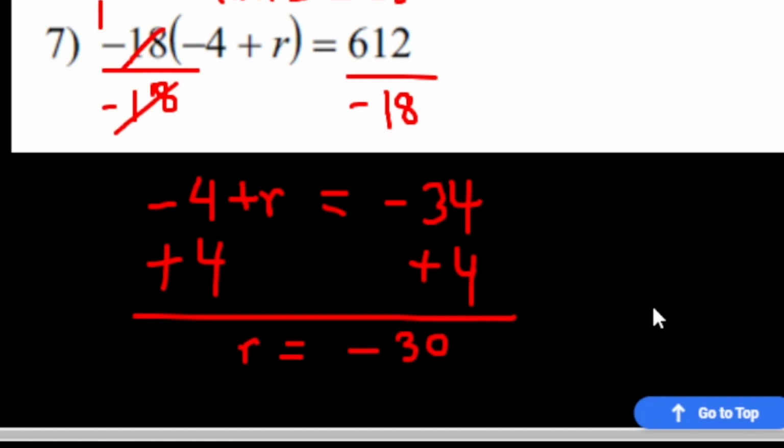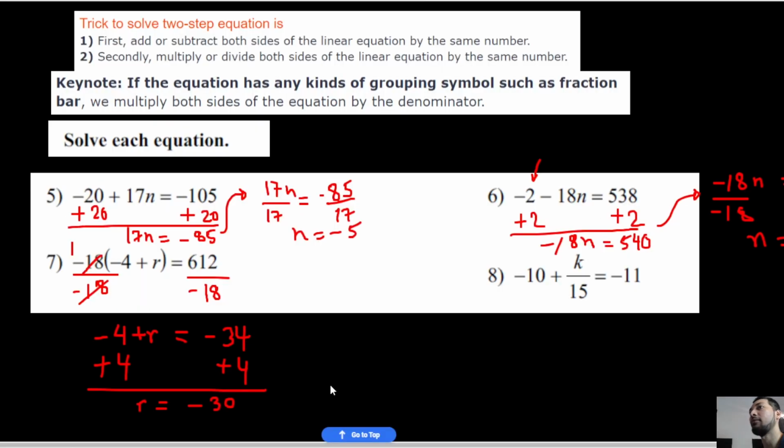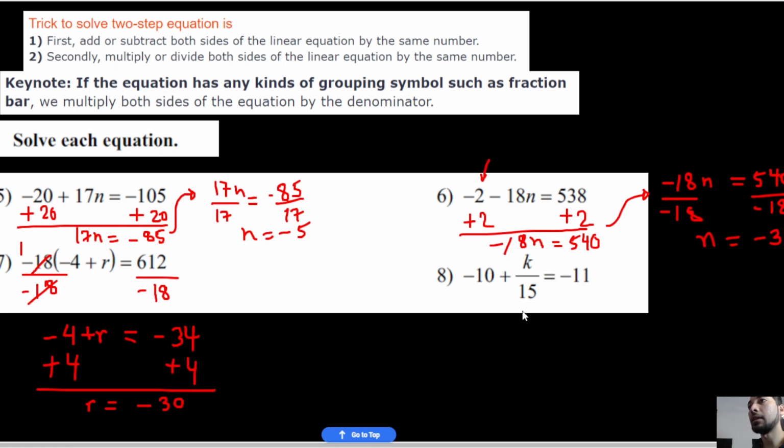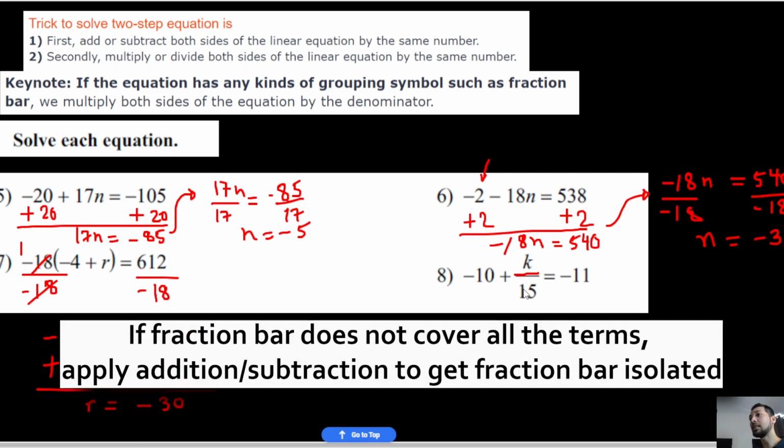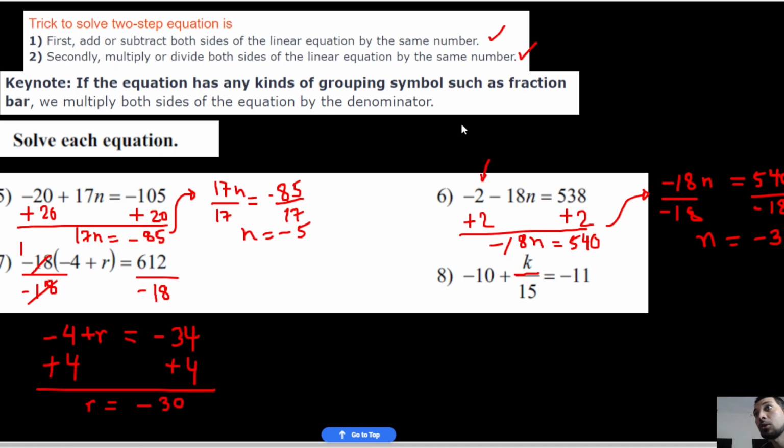Perfect. Now number 8, we can see that we have negative 10 plus k over 15 equals negative 11. We have a fraction bar right here, but this fraction bar is not covering this negative 10. So this fraction bar is already simplified, k over 15. In this case, we can do the addition or subtraction first, but we can also do it the other way. We can also get rid of this denominator first and then do the addition subtraction in the second step. So we'll show both ways so that you can get the idea how to simplify this sort of problem.